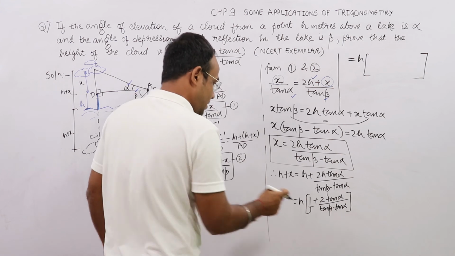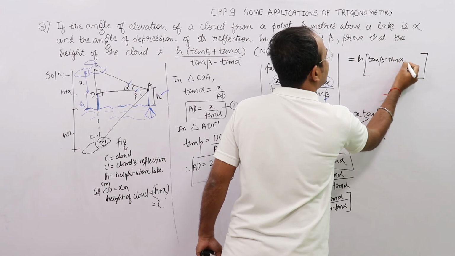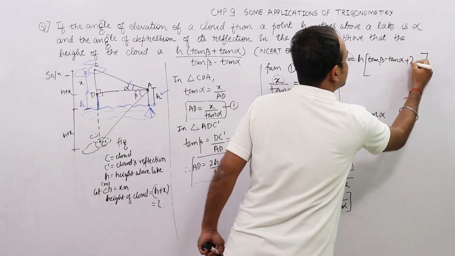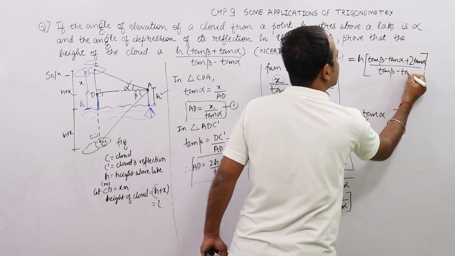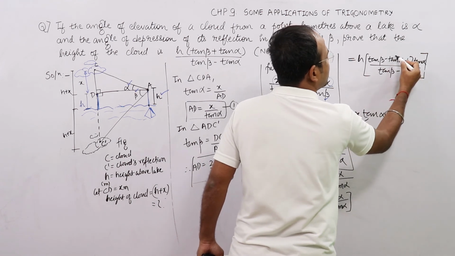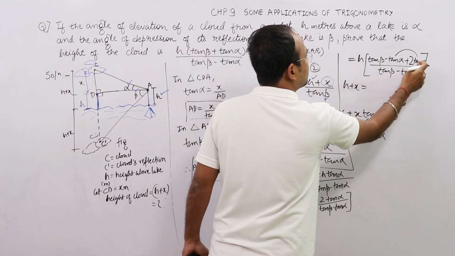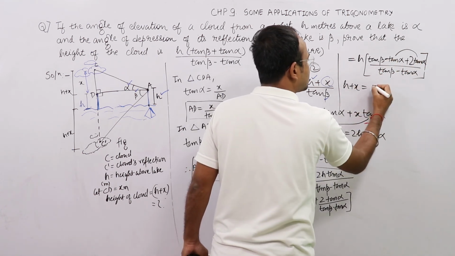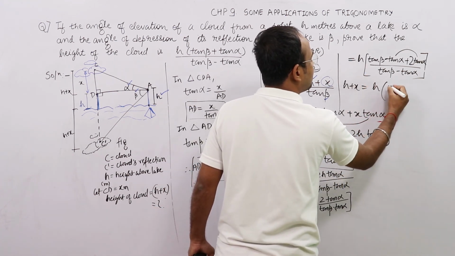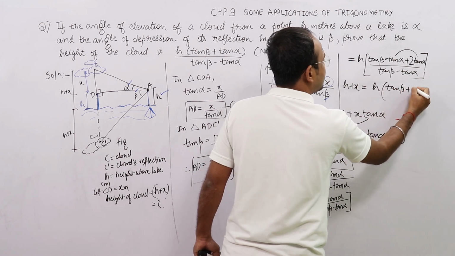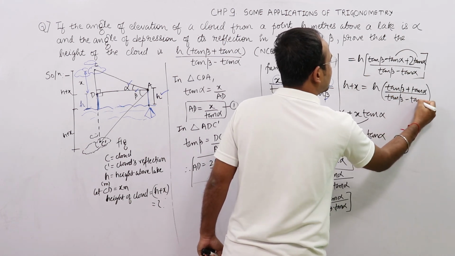So finally the answer comes out to be, h plus x equals h times tan beta minus tan alpha plus 2 tan alpha, whole upon tan beta minus tan alpha. Out of 2 tan alpha, one tan alpha is gone, so 2 tan alpha minus tan alpha leaves tan alpha. Therefore h plus x, that is the height of the cloud, will be h into tan beta plus tan alpha whole upon tan beta minus tan alpha.